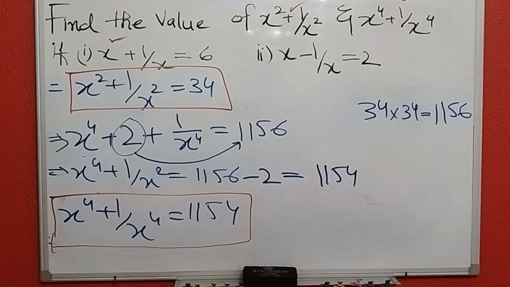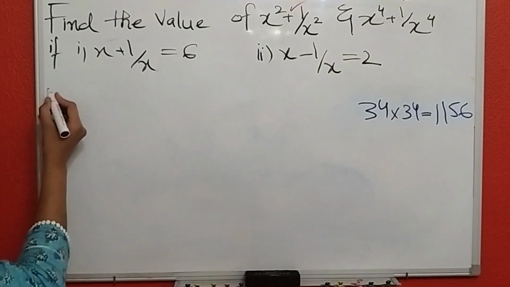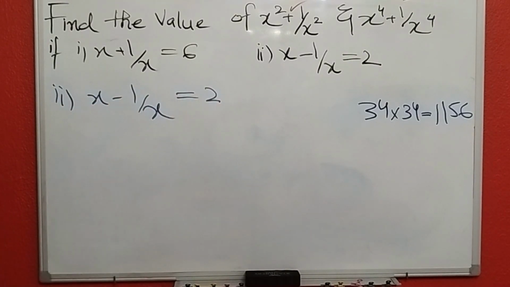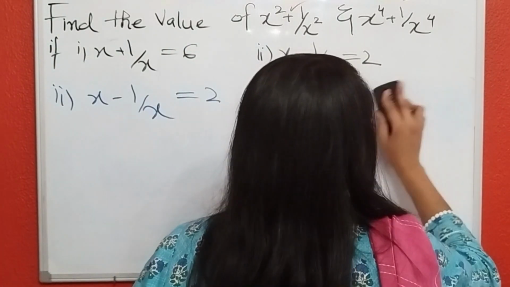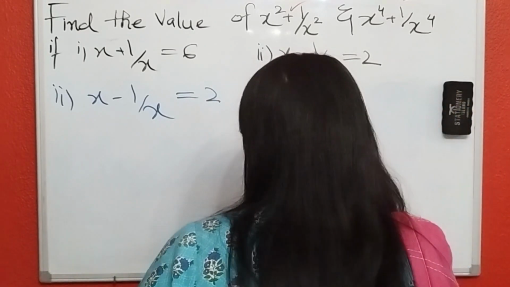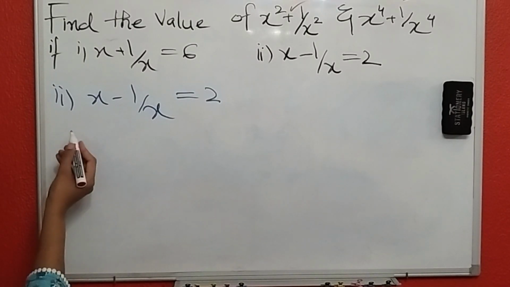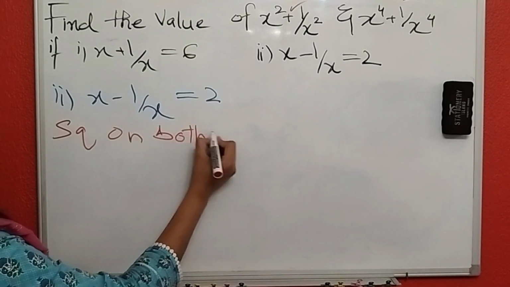Before doing this, you should copy all these steps. Okay students, now I'm going to solve the second part, and before solving the second part, I'm going to erase all these steps. I'm going to solve the second part: x minus 1 over x is equal to 2. As in my last question I have solved, whenever you are converting any value in the form of squares, you should first put squaring on both sides. So I'm applying squaring on both sides.